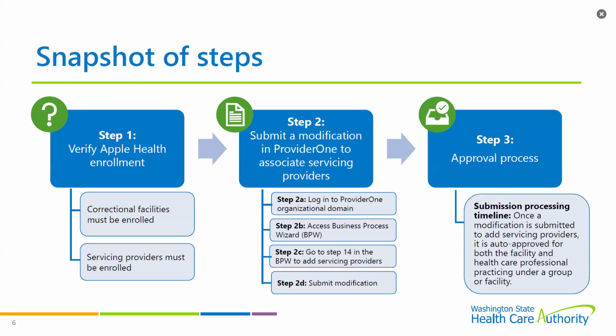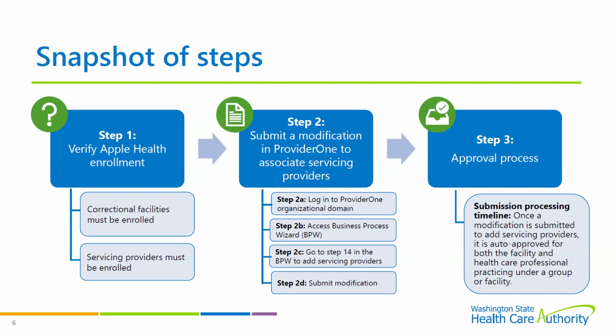So here's a quick snapshot of the steps that we're going to cover in today's webinar. Step 1 is we're going to need to verify that Apple Health enrollment. In order to do that, correctional facilities must be enrolled and the servicing providers must be enrolled. Once those two things are checked off, step 2, a modification needs to be submitted in Provider One to associate the servicing providers with the billing provider.